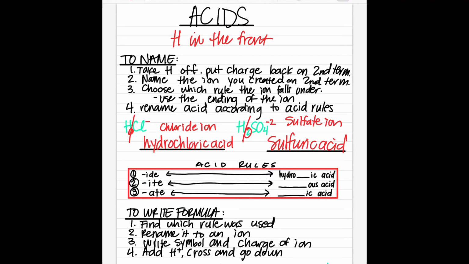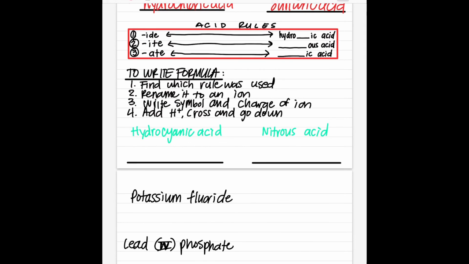All right, now let's say that you're given the name and you have to write the formula. Step one, find which rule was used. You look at what the name has and figure out which rule, 1, 2, or 3. Rename it to an ion. Number 3, write the symbol and charge of the ion. Number 4, put an H on the front, cross and go down.